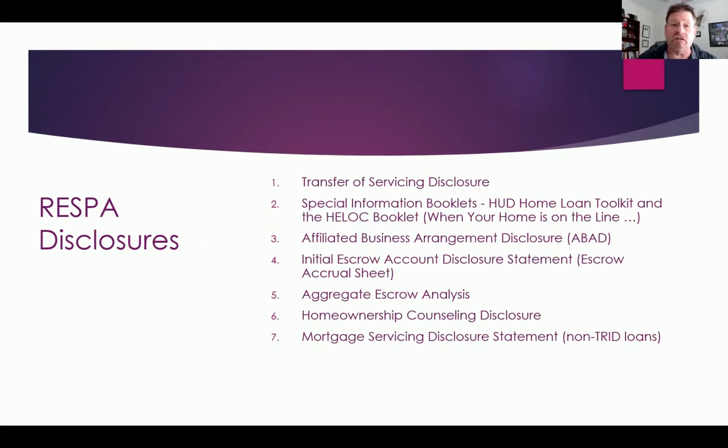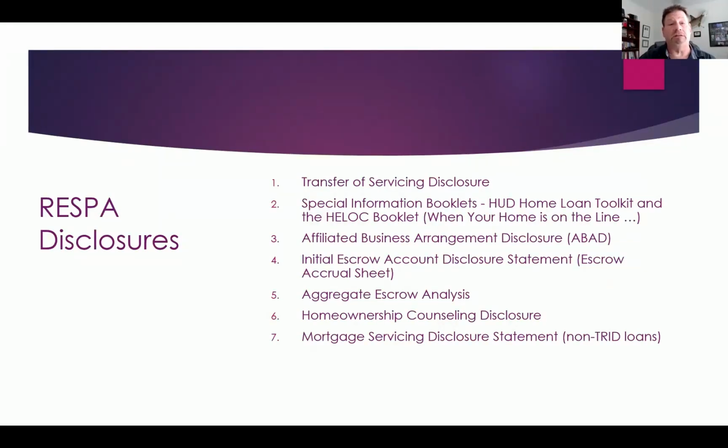There are 7 disclosures associated with RESPA. Not only should you be familiar with what they are and what they're for, you should be aware of their issuance and, when applicable, their reissuance requirements. We have the transfer of servicing disclosure, the special information booklets, both the HUD Home Loan Toolkit and the HELOC booklet, "When your home is on the line, what you need to know about home equity lines of credit."